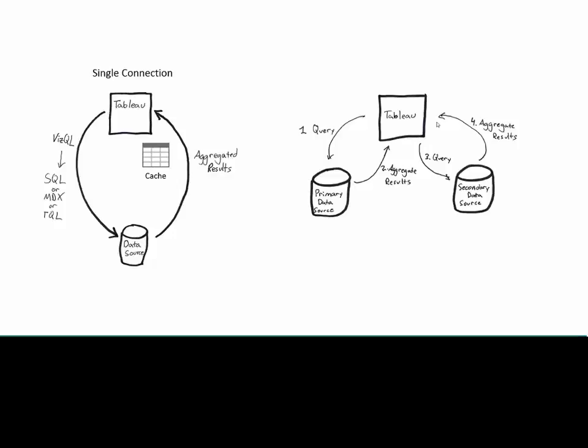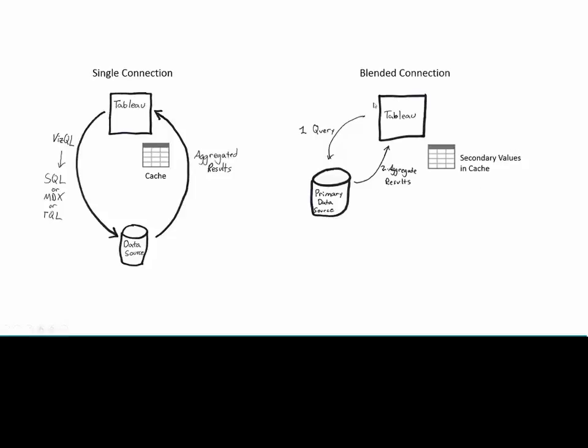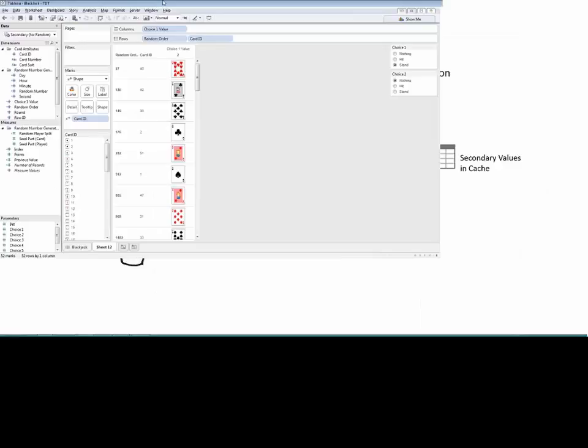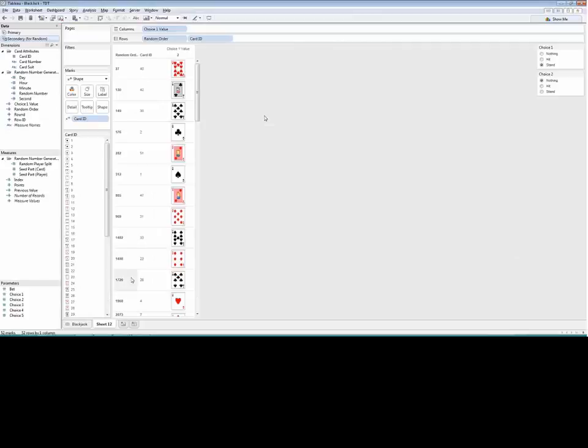So what can I do using data blending? Well, it turns out that if I keep my random numbers in the secondary source, I can get Tableau to cache those values, even though it's sending new queries to the primary data source and getting back the results there. But it's keeping those secondary values in the cache, which means that my random numbers get generated one time, and then they sit there in the cache. So let's take a look at how that works.